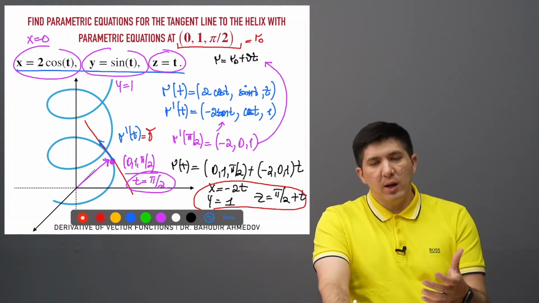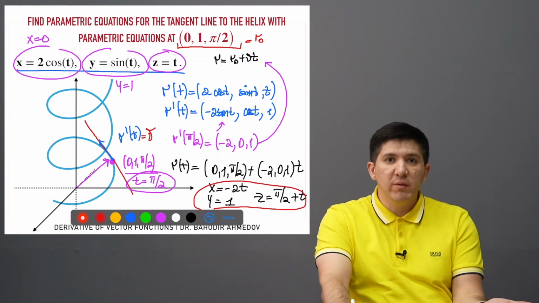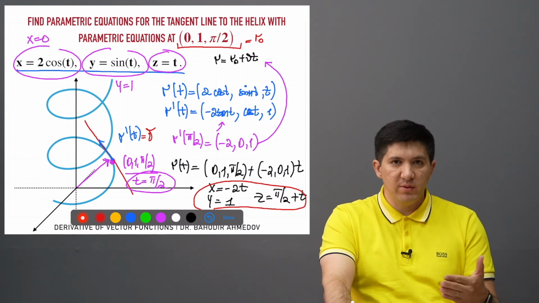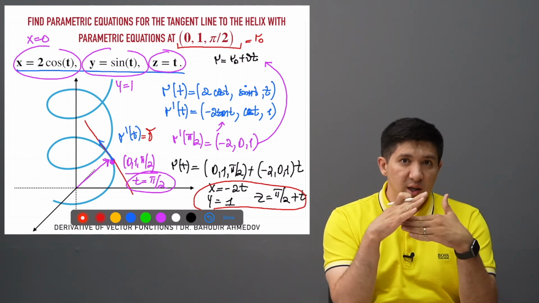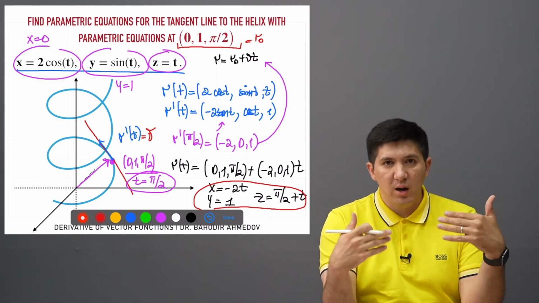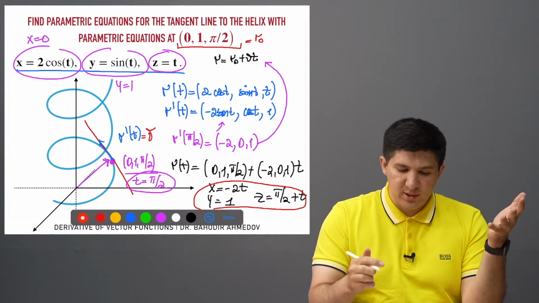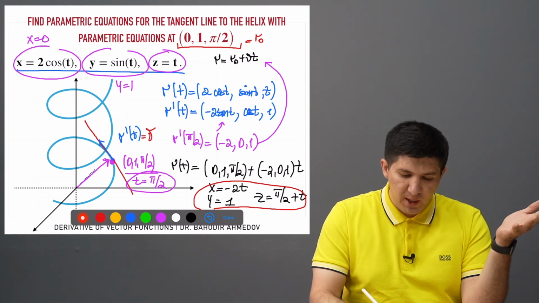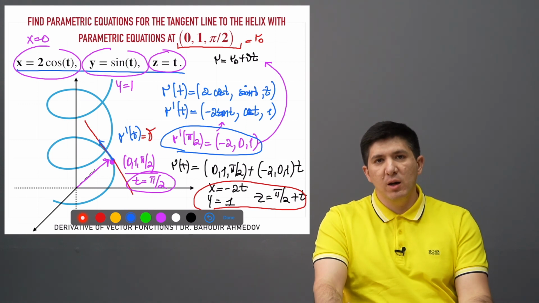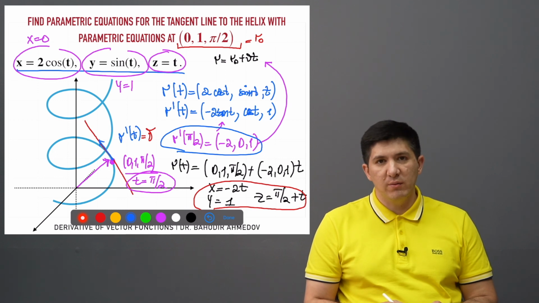Well, again, the algorithm of finding the parametric equation or the vector equation of the tangent line is the following. First of all, you have to figure out the point on this tangent line, and second, you have to find the tangent vector by taking the derivative of the vector function and evaluating it at your point. This is what we have done, and then just substitute this into the vector equation of a line and find its components in order to find the parametric equation of the line.